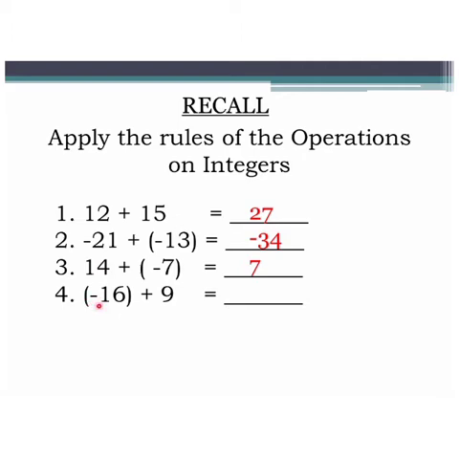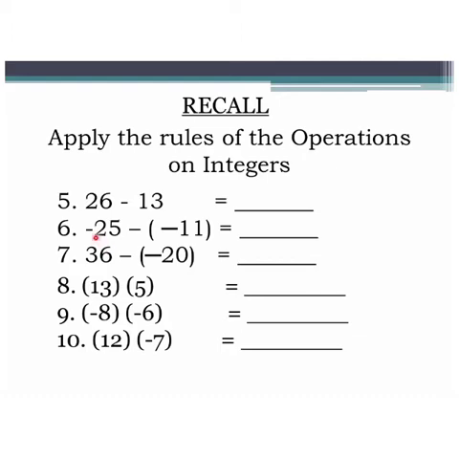Number 4, negative 16 plus 9. The two integers have different signs, same with number 3, so we will do the subtraction. Negative 16 plus positive 9 is equal to negative 7. Negative, because the number with the greatest absolute value is negative, which is 16.